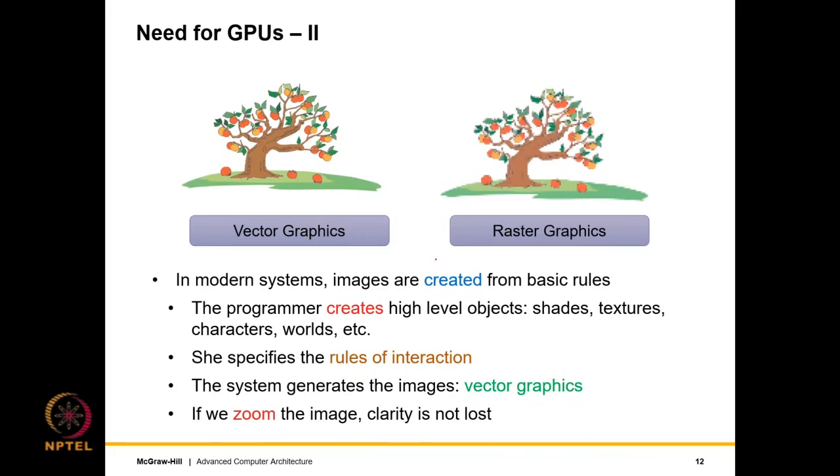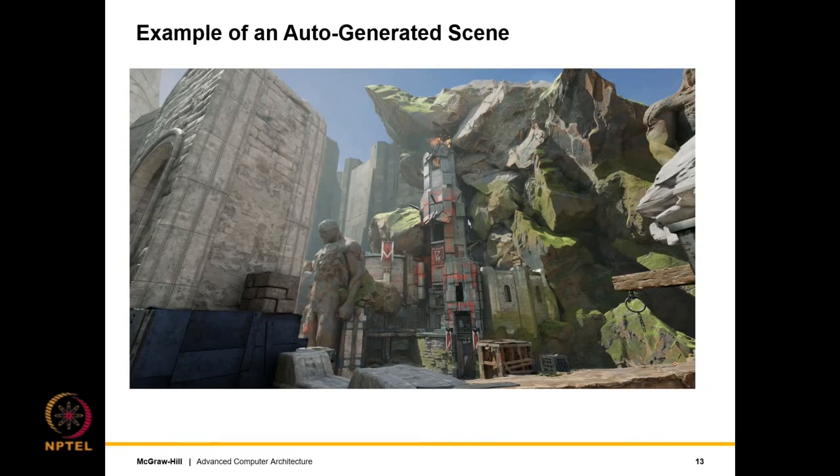So if we further look at this need for GPUs slide, you will see that in vector graphics, as we have said, I'm just repeating some things, the programmer has created a high-level set of objects with shades, textures, characters, worlds, etc. with the rules for interaction. And this vector graphics capability of the GPU was later on leveraged to create a GPGPU, where a GPU continues to do what it was doing, but additionally it can also be repurposed to run absolutely general purpose numerical and scientific codes, right?